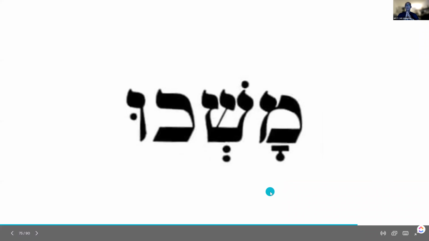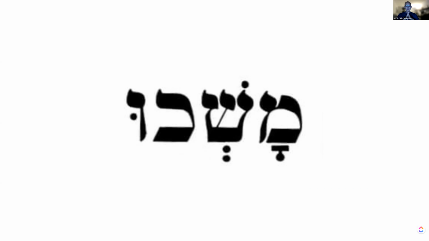Okay, so let's look at some examples. How many syllables are in this word? Three. I heard three. I hear two. Mush, mush. Okay, I'm going to ask you. Anne, how do you pronounce this word as two syllables? Mashchu. That would be correct if it were two syllables.